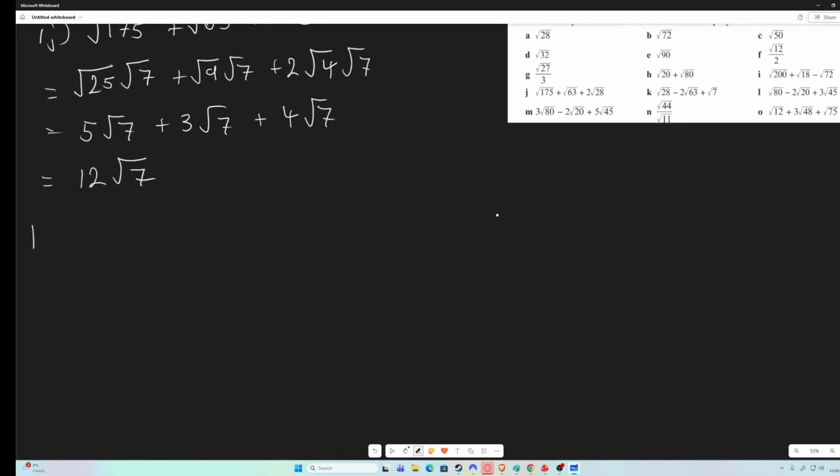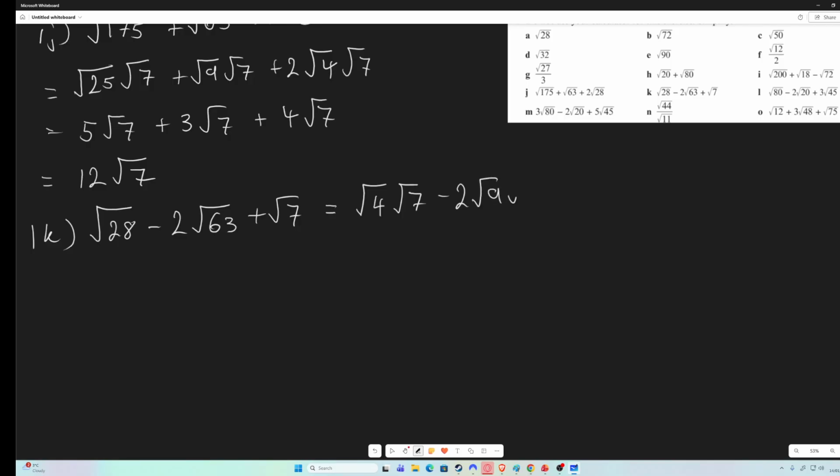1k. Square root of 28 minus 2 root 63 plus root 7, so that equals root 4 root 7 minus 2 root 9 root 7 plus root 7, which is 2 root 7 minus 6 root 7 plus root 7, so that is negative 3 root 7.